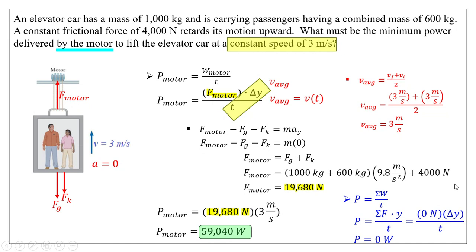So it's important that as you practice, you understand what is being asked of you. For this problem, it wants the power delivered by the motor. So you have to focus your attention on the work of the motor and the force of the motor, not net work. Net work is different than work of just the motor. All right, so this is a big no-no. That's a big misconception. So as you practice, as you get answers, make sure it makes sense.